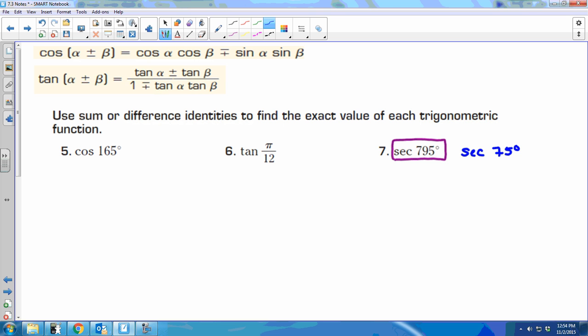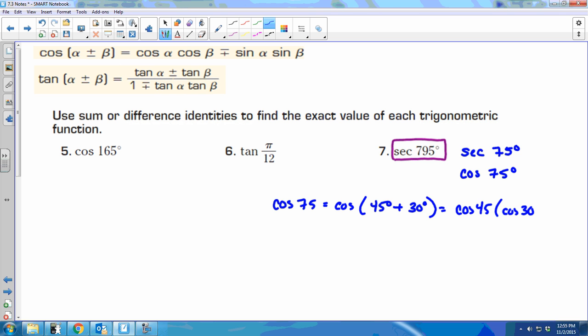Okay. So I have secant of 75. I'm really going to find cosine of 75 and then flip it at the end. So Brandon said a second ago that we were going to use 45 and 30. Use whatever you want, but that's what Brandon said. So we can follow the formula. So you have cosine of 45 times cosine of 30 minus sine of 45 times the sine of 30.